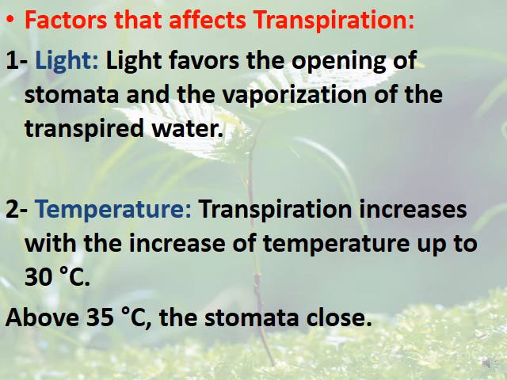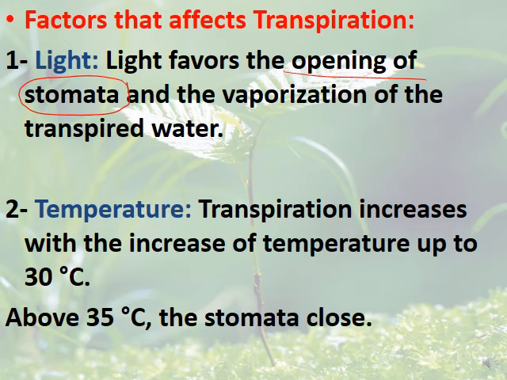Factors that affect the transpiration in the green plants. We have three important factors that affect the transpiration. First one is the light. So light favors the opening of the stomata. Stomata, as we said before, are the openings on the underside of the leaf. So light favors the opening and then the vaporization of the transpired water will occur.